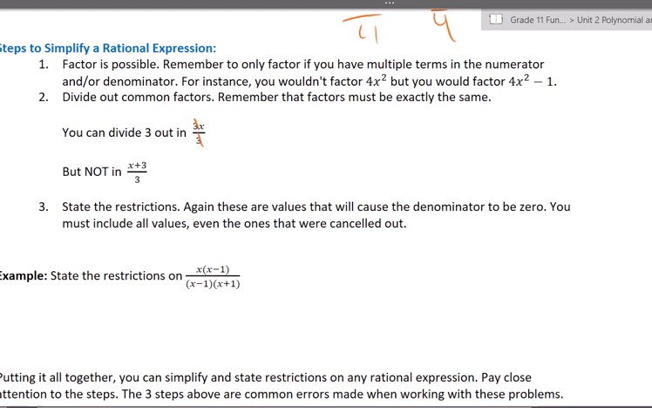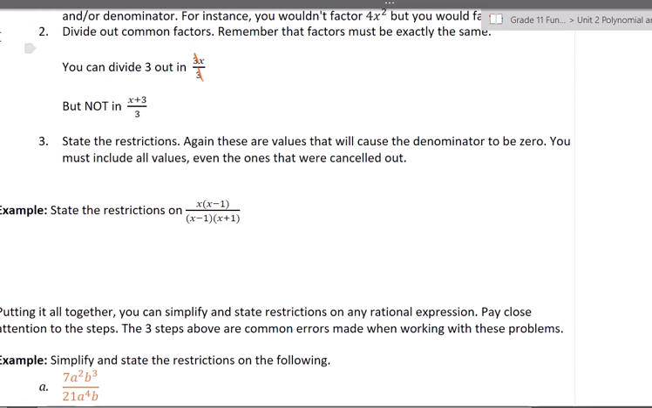And then you need to state the restrictions. So again, these are values that cause your denominator to be 0. You must include all values, even the ones that are canceled out. So for example, we're going to state restrictions on x times x minus 1 over x minus 1 times x plus 1.